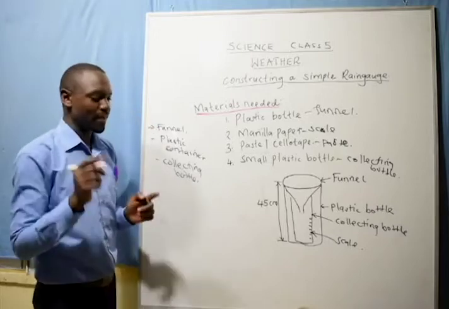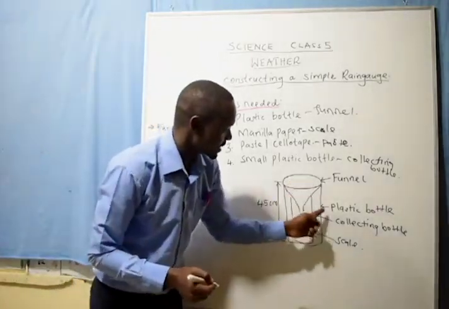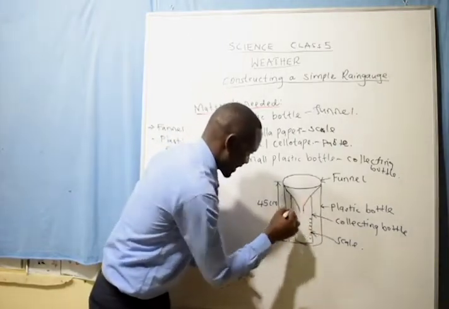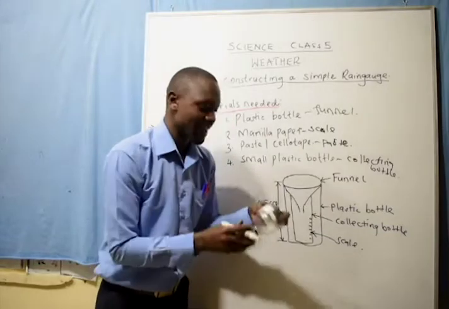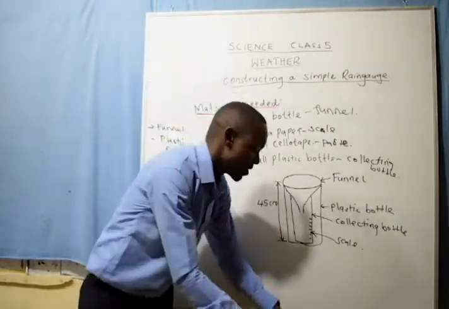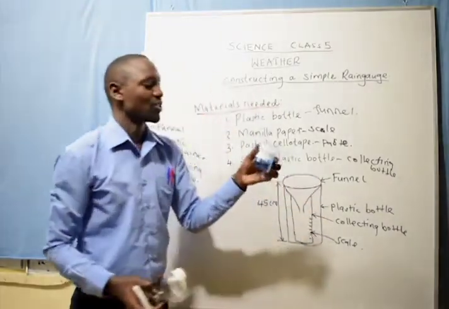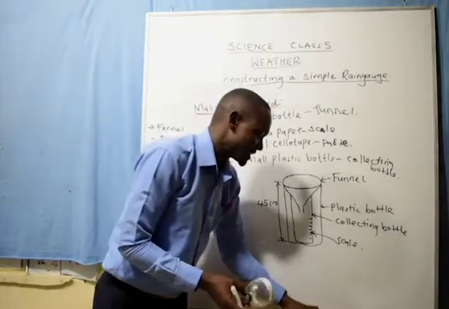Those are the three main parts of a rain gauge: the funnel, the collecting bottle that is inside the plastic bottle, and the plastic bottle. This is the funnel, the plastic bottle or container, and the small collecting bottle. The small collecting bottle or a measuring bottle or a measuring cylinder.